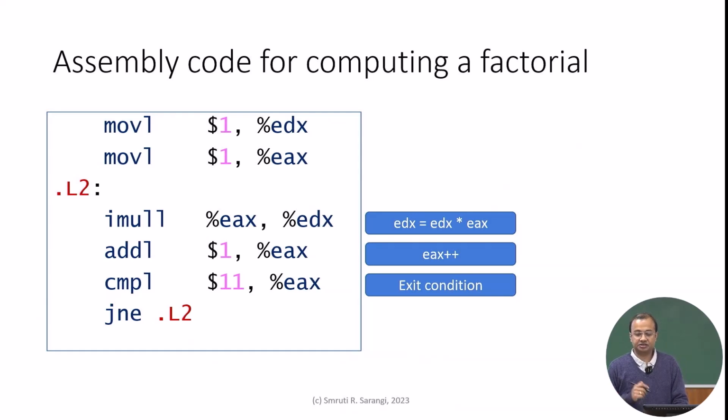So let us now look at a small example of an assembly code for computing a factorial function. In this case, what we are doing is that we are moving 1 to EDX and we are moving 1 to EAX. So both of them are initialized to 1. Then we are doing that classic product equals product times number. So EDX is equal to EDX times EAX. So the EAX is basically the variable over here, the one that gets incremented. Product is equal to product times i.